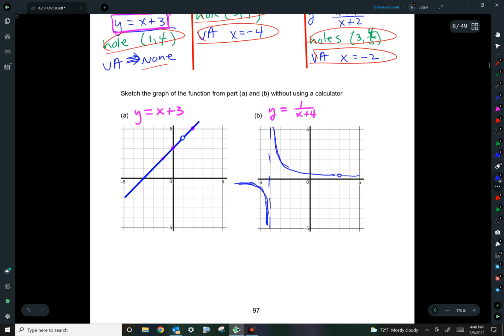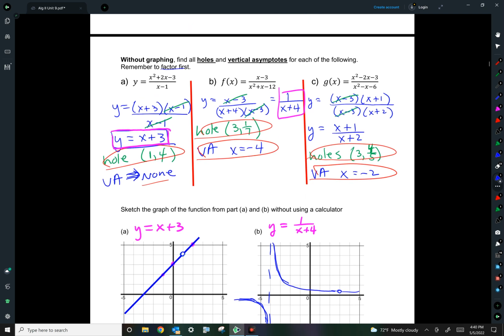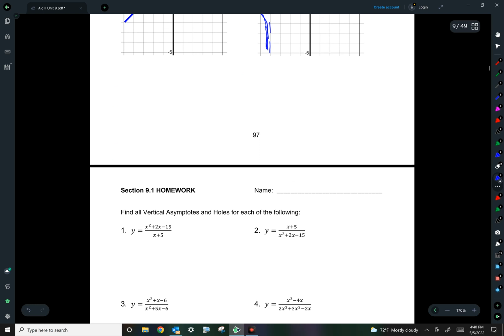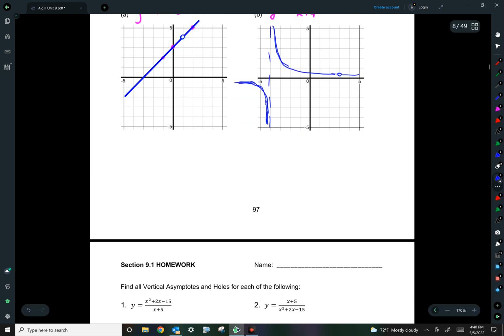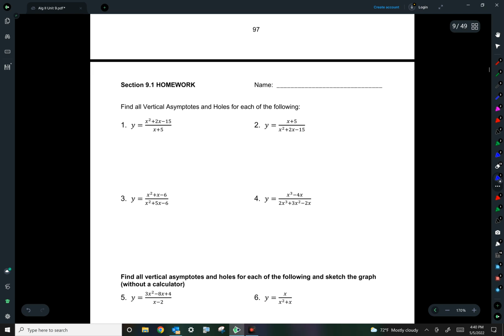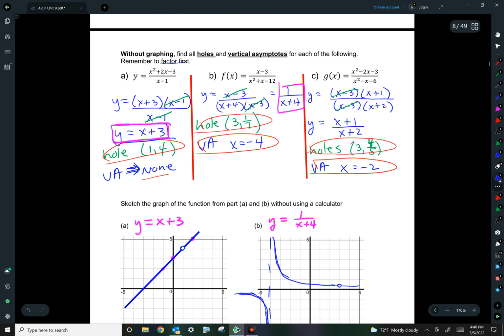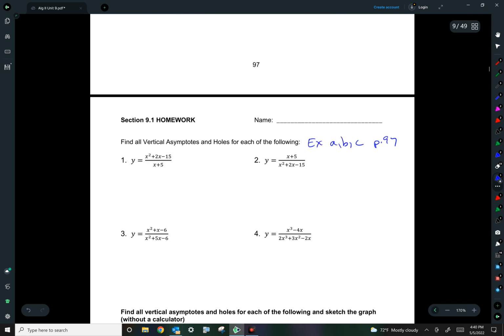Okay? And then, oh, it doesn't have me graph letter C. Yeah, we won't worry about letter C. Okay? So for the homework, I just wanted to show you kind of what's happening with the graphs. For the homework, we won't focus on the graphs. For the homework, I would say go ahead and do 1 through 4, just like we did A, B, and C up on the previous page. So these are just like example A, B, and C from page 97. You don't have to do any graphing.